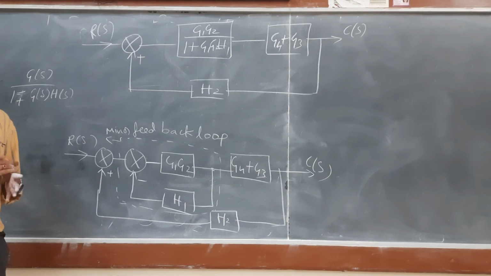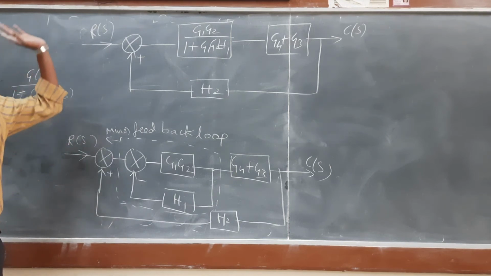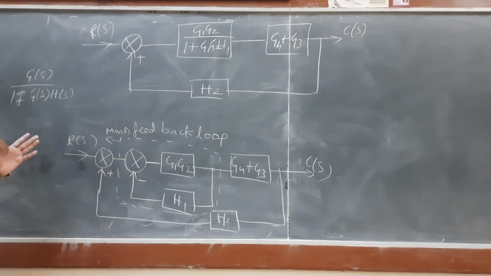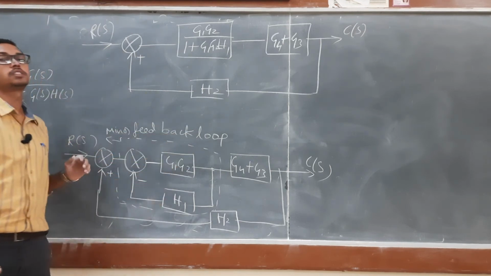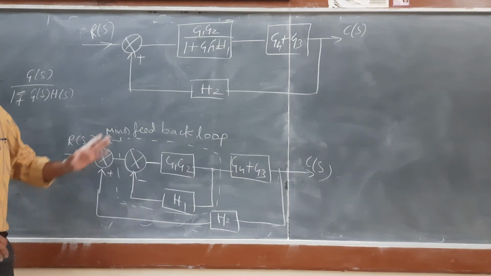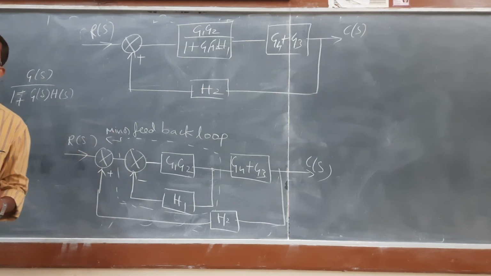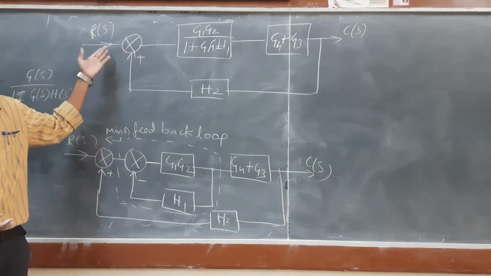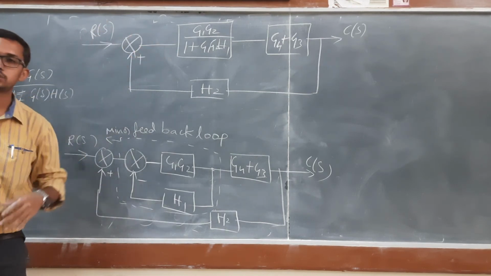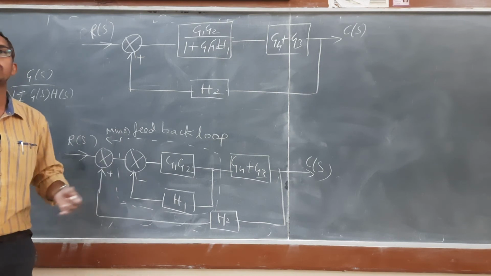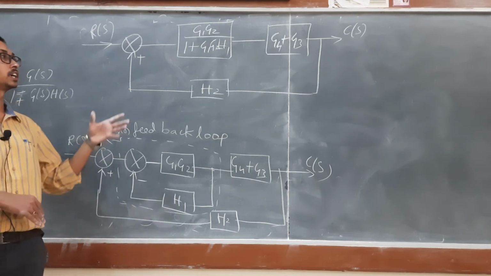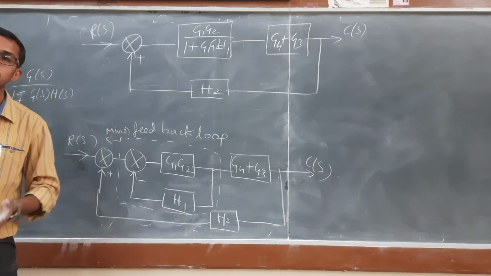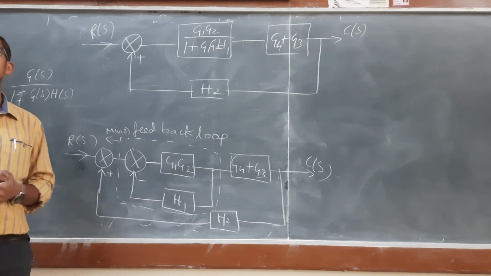Next, what is rule number 4? As much as possible, try to shift the takeoff point to the right side, and shift the summing point to the left side. That is required to apply the rules. Already the summing point is on the left side and the takeoff point is on the right side, so there is no need to apply the rule. Rules number 10 and 11 are also not required in this condition.